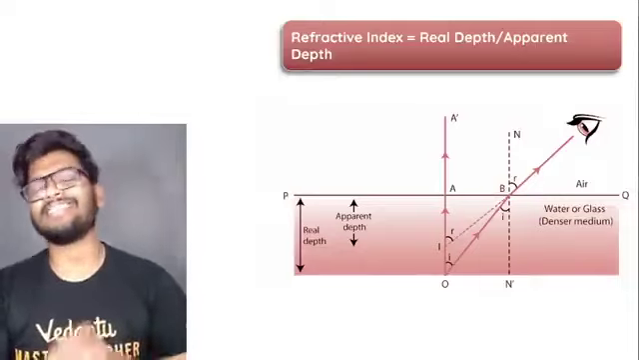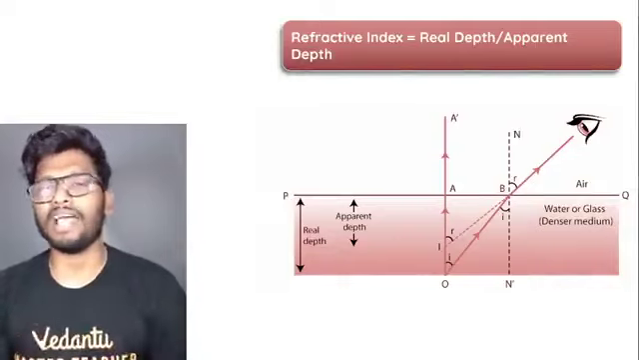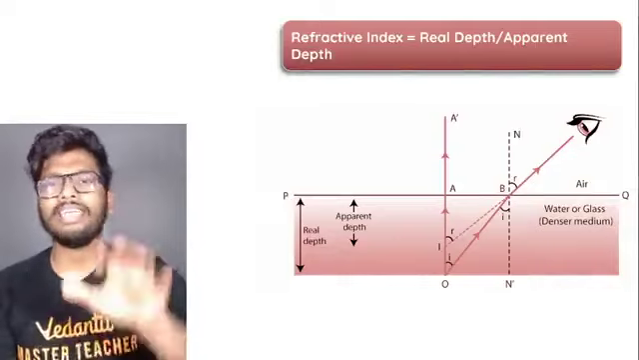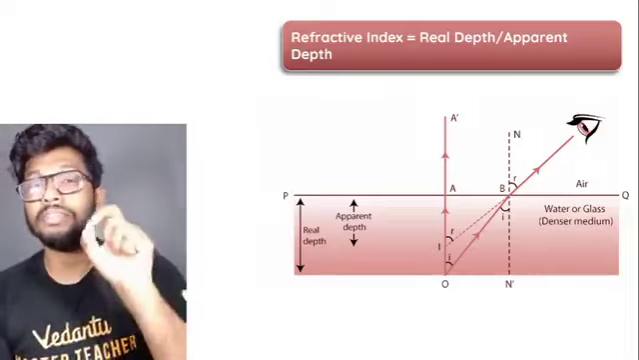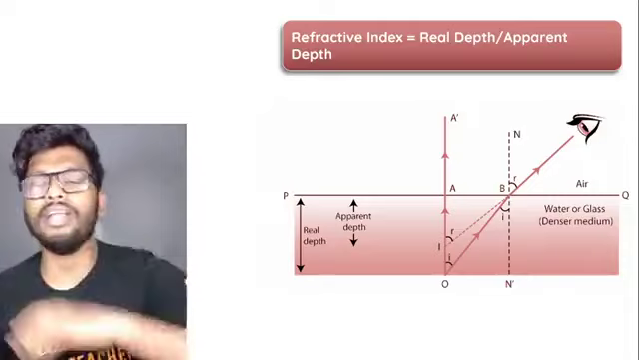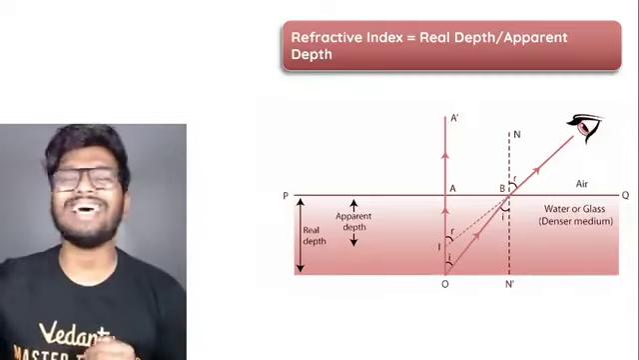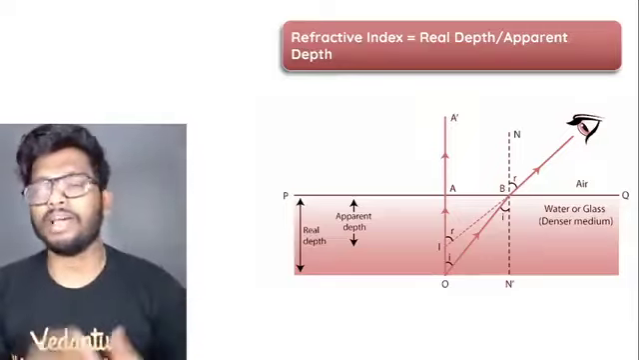Anyways, with that said, guys, let us now look into something. Like I told you, how are real depth, apparent depth, and refractive index related? Here's the formula, guys. The refractive index of a medium is equal to the real depth divided by the apparent depth, or real depth upon apparent depth. That is what the refractive index is, or you can define refractive index as real depth by apparent depth.